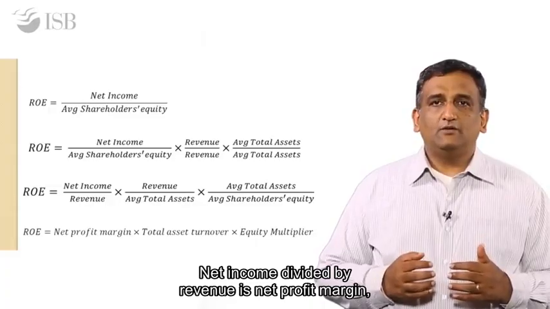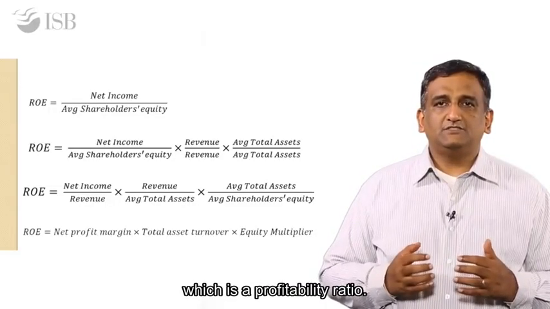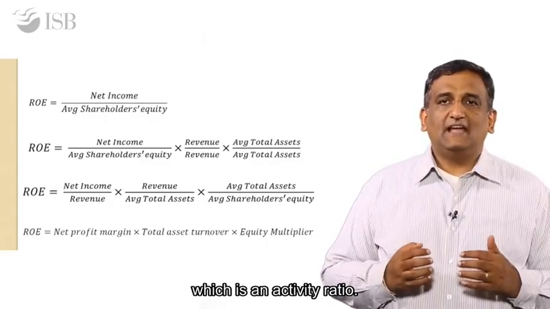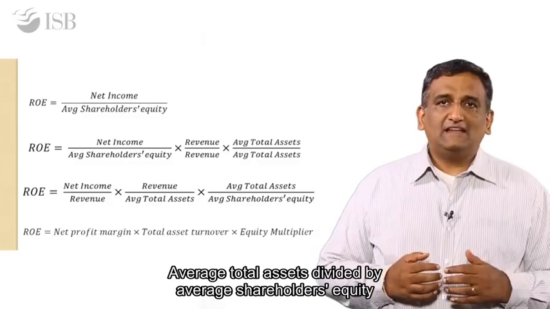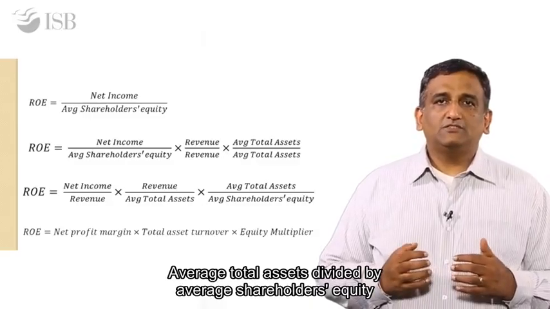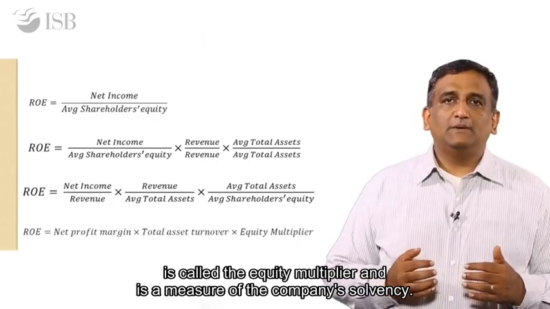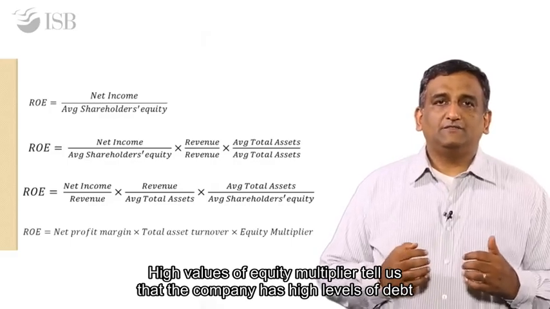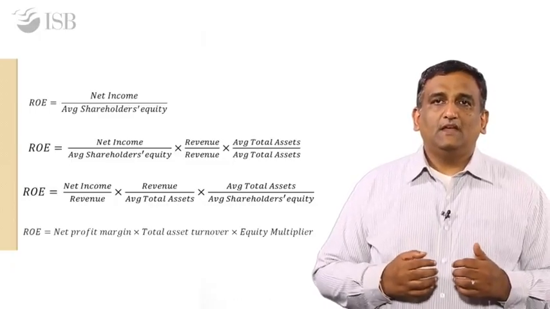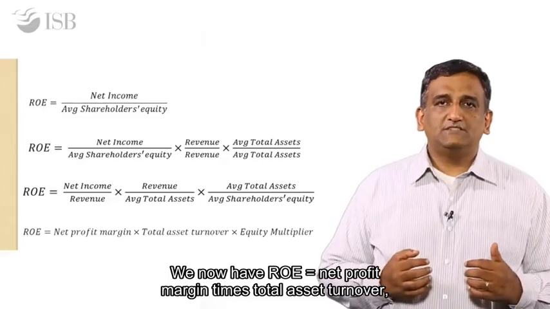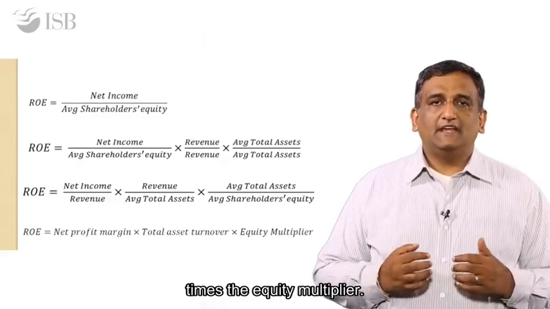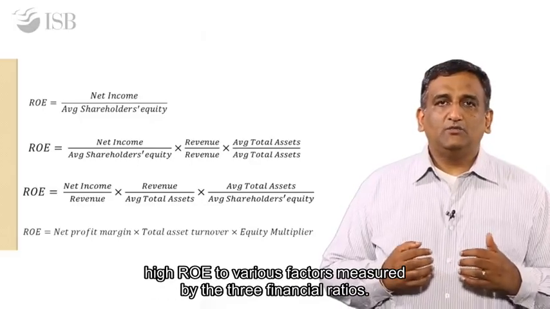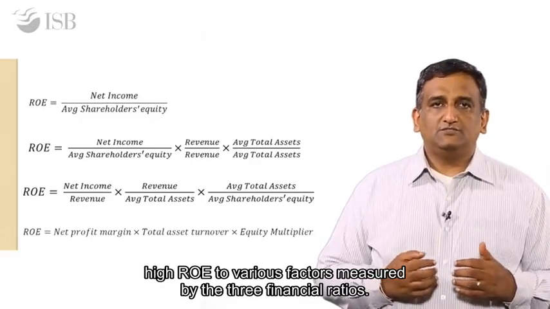Net income divided by revenue is net profit margin, which is a profitability ratio. Revenue divided by average total assets is total asset turnover, which is an activity ratio. Average total assets divided by average shareholders' equity is called the equity multiplier and is a measure of the company's solvency. High values of equity multiplier tell us that the company has high levels of debt and low levels of equity. We now have ROE equals net profit margin times total asset turnover times the equity multiplier. This helps us attribute a company's low or high ROE to various factors measured by the three financial ratios.